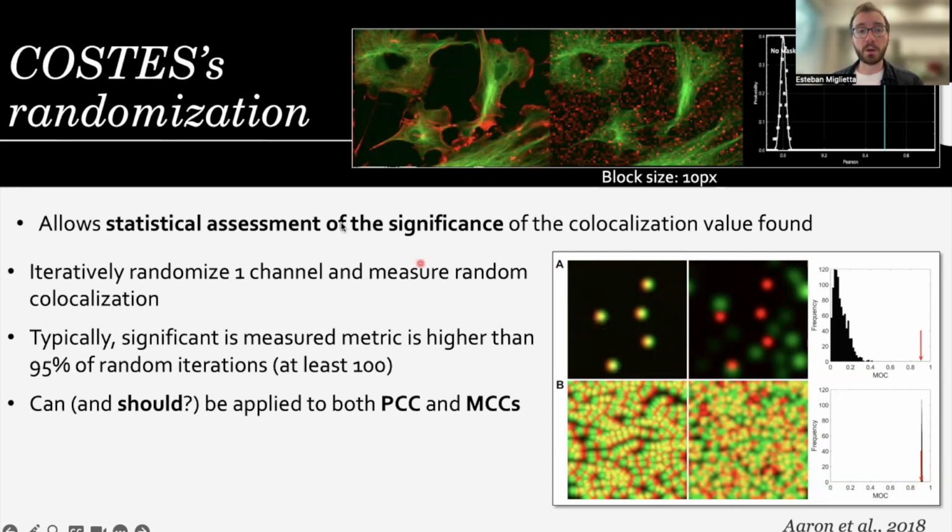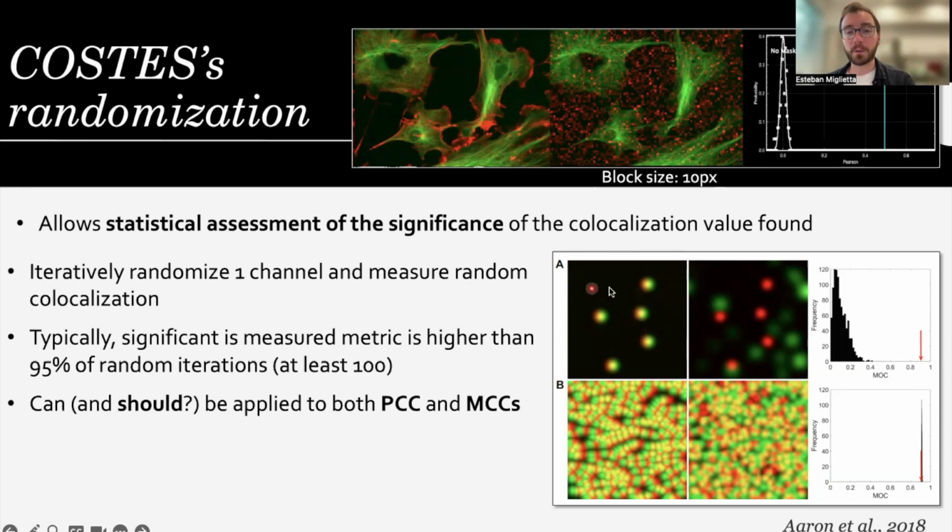So this is what we call Coste's randomization. Typically, in order to consider that the value of colocalization found is significant, it should be higher than 90% of the random iterations. And it can be applied to both PCC or an MCC or any other colocalization metric. And because it can be applied to any one, it kind of should be, because that way you can reinforce that the value that you found is real.